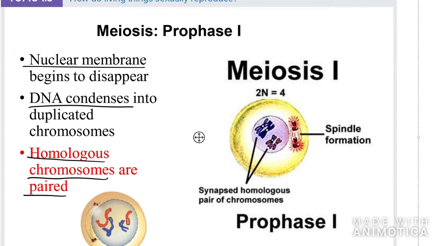So this picture is from your textbook. This one shows it a bit better. You can see that these two big X's are paired up. These two little X's are paired up. And that's really important to see. We're going to have our spindle formation with our centrioles. But really this is the key difference.